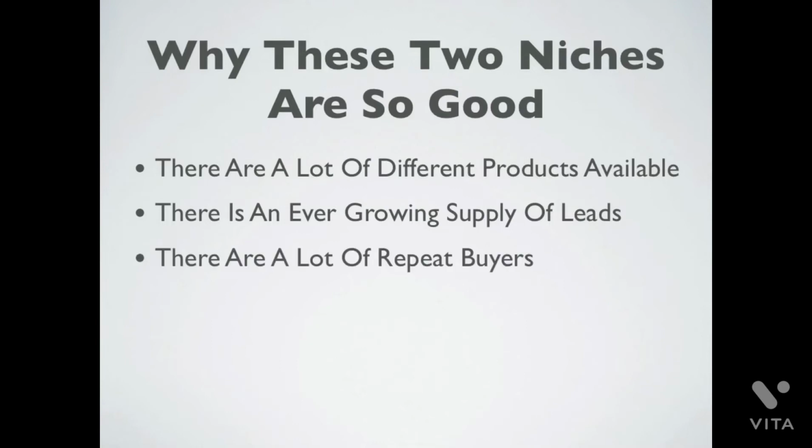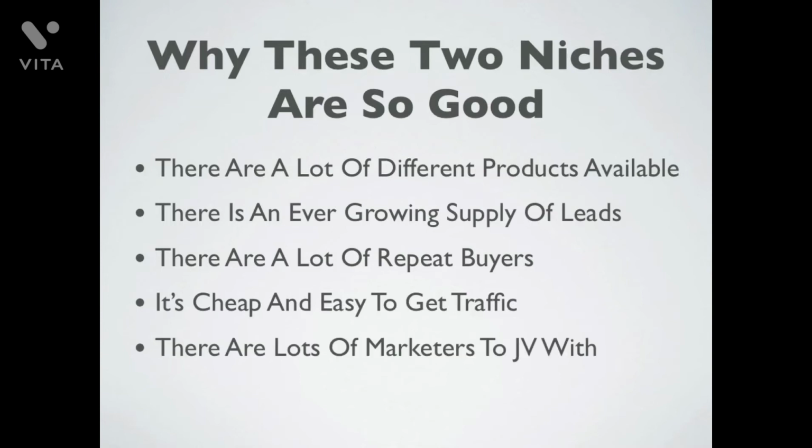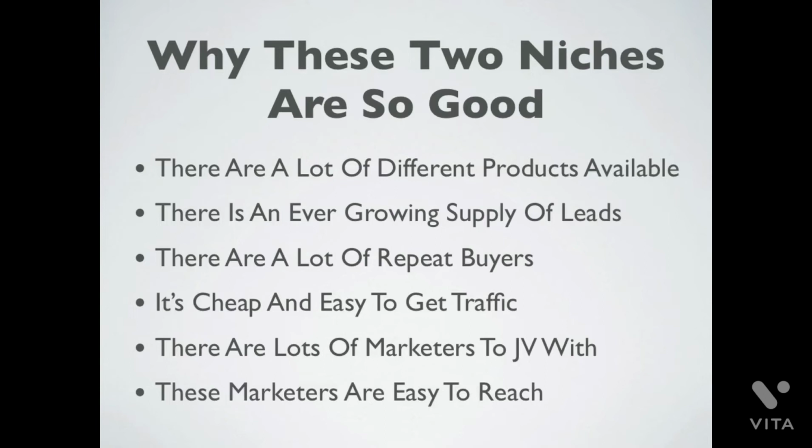There's also a lot of repeat buyers. Chances are when someone buys one internet marketing related product from you, if you offer them value on the first product, okay, and you offer them something related, chances are very good that they're going to do business with you in the future. And it's very cheap and easy to get traffic, okay? It's very easy to get traffic because there are lots of marketers to JV with, okay? And these marketers are very, very easy.